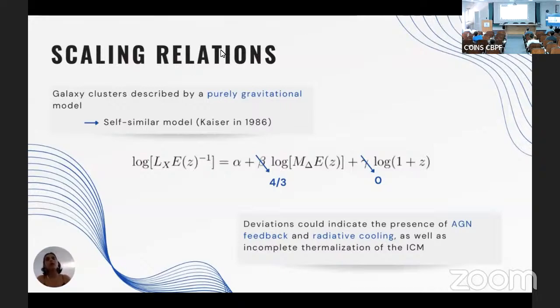But like I said before, this is a purely gravitational model, so it doesn't account for AGN feedback, radiative cooling, or other phenomena that can cause some turbulence in the intracluster medium. And we know that those phenomena are present in galaxy clusters. We observe them, so we might expect some deviations from these predicted values. And that's exactly what we want to confirm, right? We want to calibrate this relation and confirm the values.